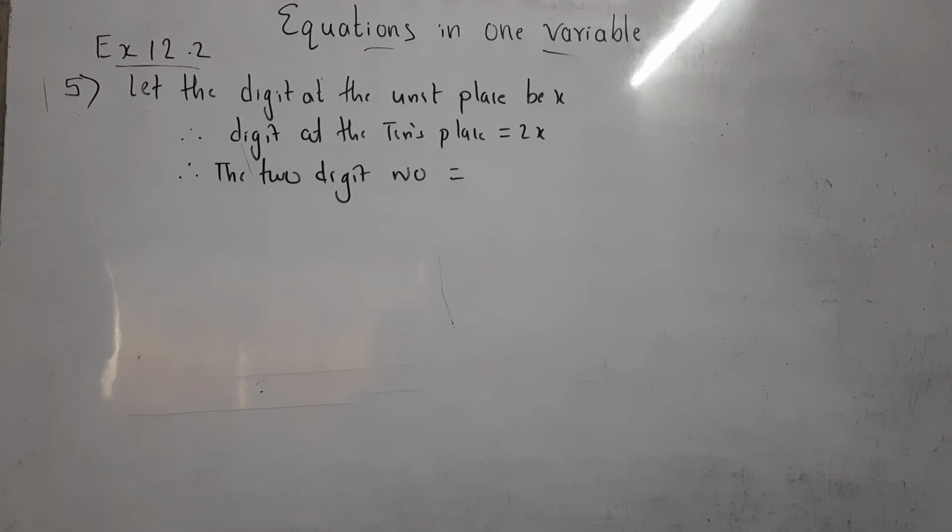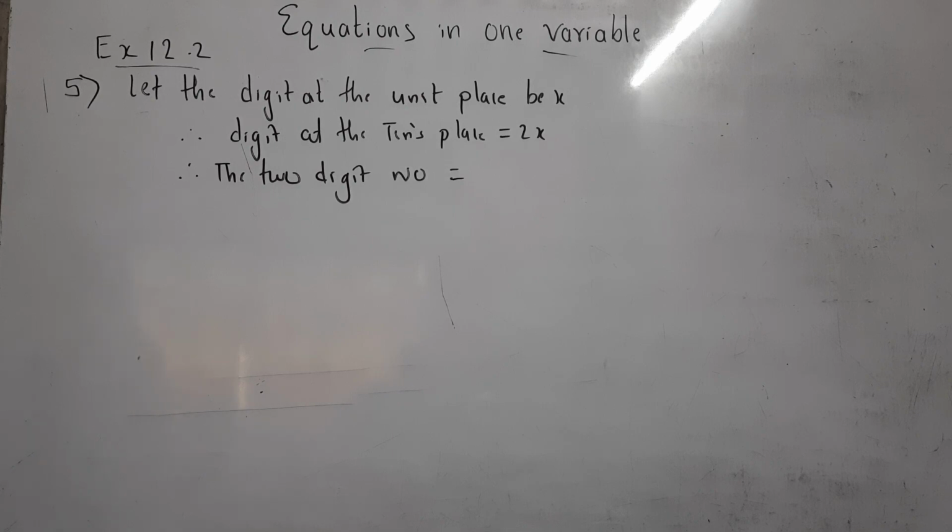Okay, we'll go for question number 5. In a 2-digit number, the digit at the tens place is twice the digit at the unit place. Whatever the digit at the unit place you take, the tens place will be double of that. If the number obtained by interchanging the digits is added to the original number, the sum is 66. Find the original number. Again I repeat the question.